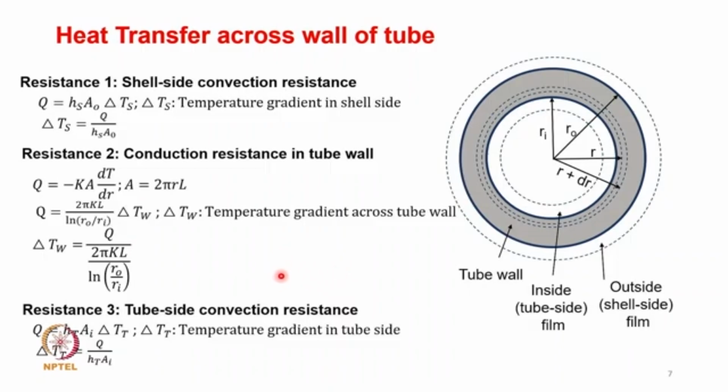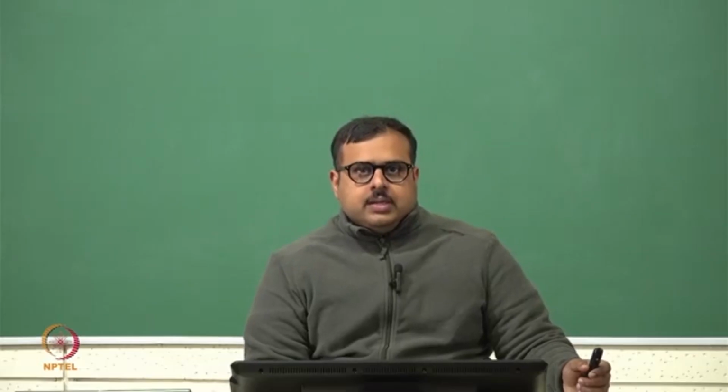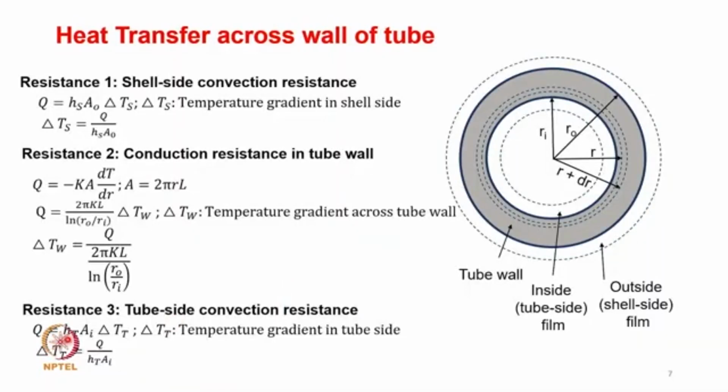Now coming to the third contributor, which is the tube side convection resistance. Again Q is the heat transfer, Ht is the heat transfer coefficient at the tube side, AI, and delta T corresponding to the temperature gradient inside the tube side. You can see that we are using the variable AI for the tube side area and A naught for the shell side area. Again we will be able to isolate delta T, the temperature gradient on the tube side, by rearranging to find Q divided by Ht AI.